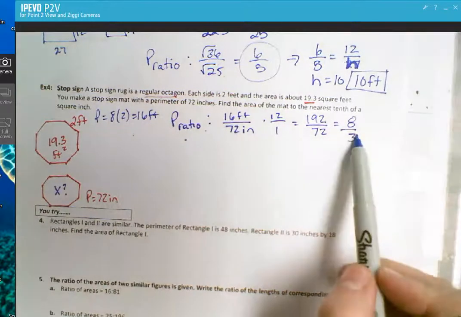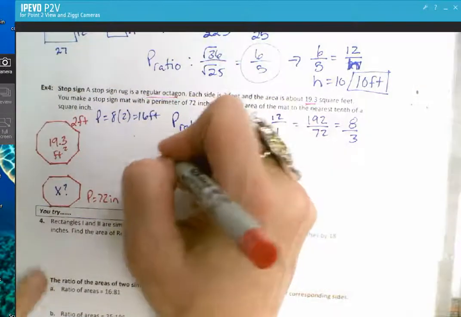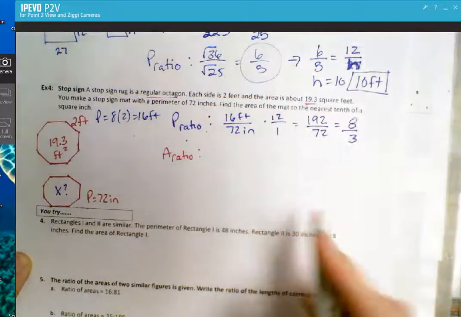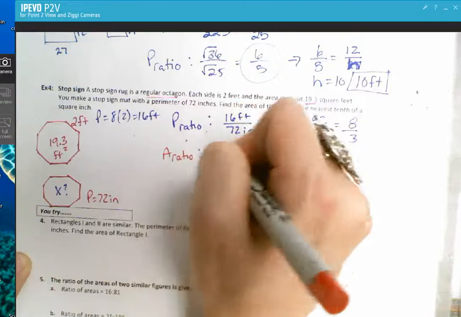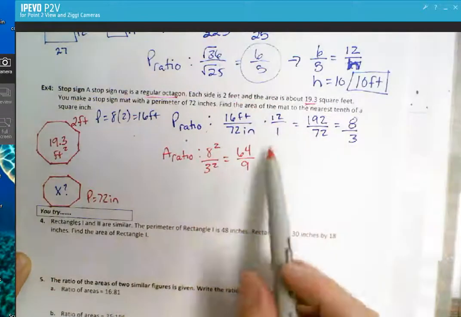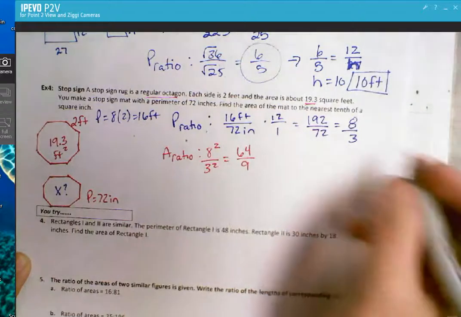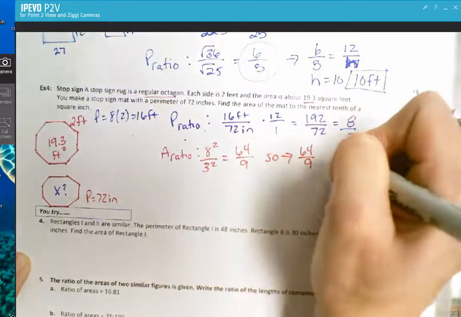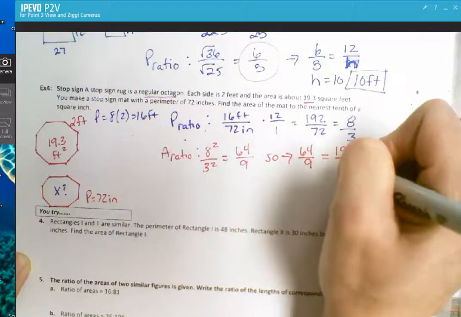Now that I know what my perimeter ratio is, I can use that to figure out what my area is. So my area ratio is the square of the perimeter ratio. So I'm going to have 8 squared over 3 squared, which is equal to 64 over 9. If I math frac that, 3 doesn't go into 64 and 9 doesn't go into 64, so that's simplified. So I know that 64 is to 9 as 19.3 is to X.